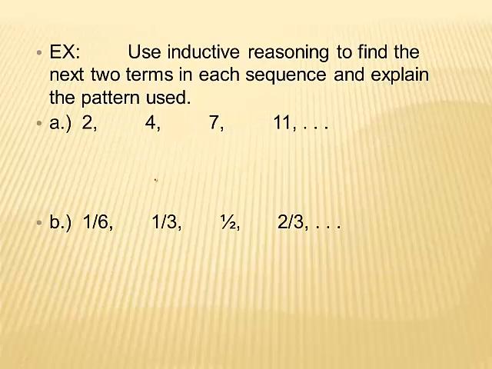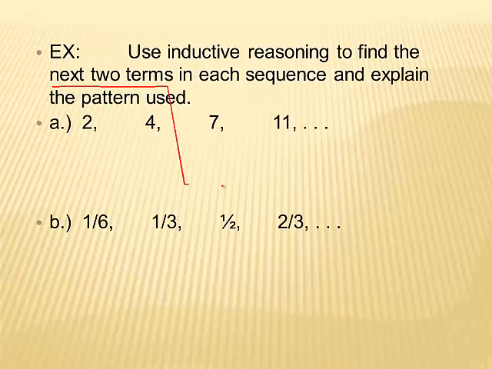Another way of using inductive reasoning, looking at patterns, is through numbers. And a lot of people do this. They ask questions like these in SATs, ACTs. So you see this quite often. But using inductive reasoning, we look at the set of numbers here. We have 2, 4, 7, and 11. So it says, use inductive reasoning to find the next two terms. So we have to find the next two terms in each sequence and explain the pattern used.